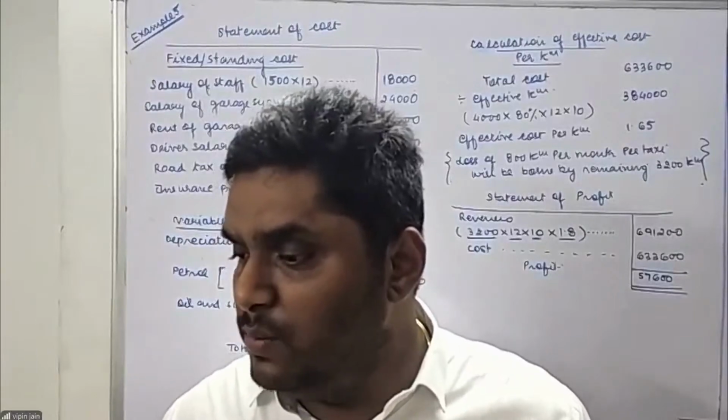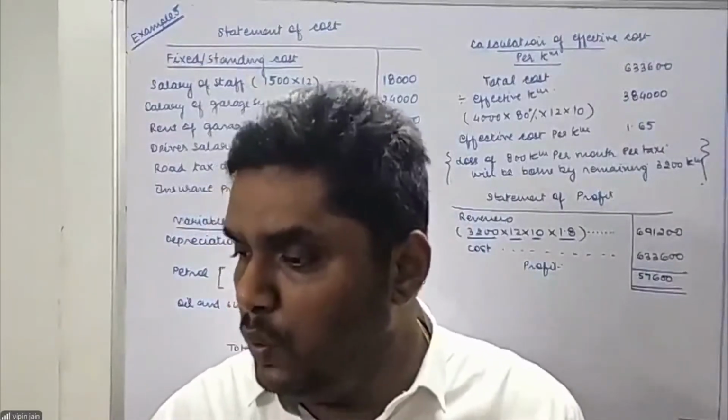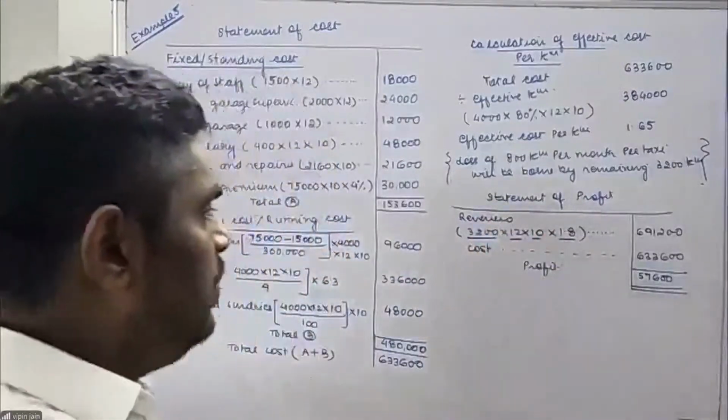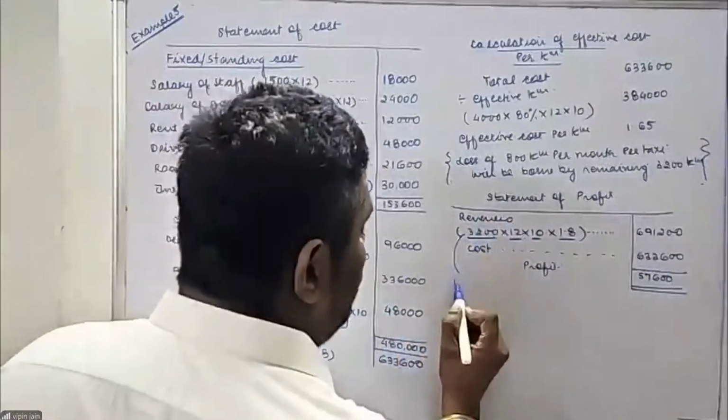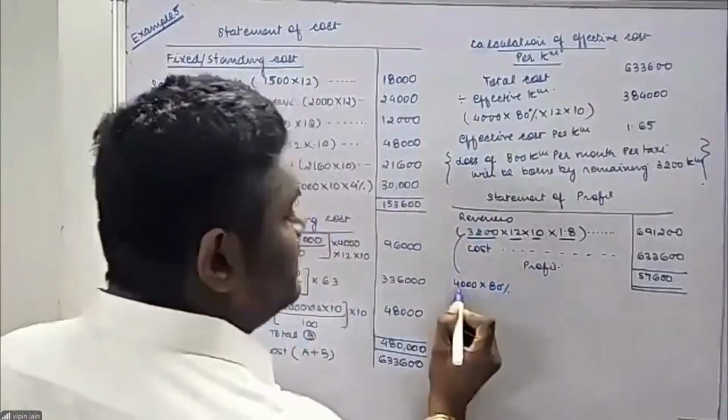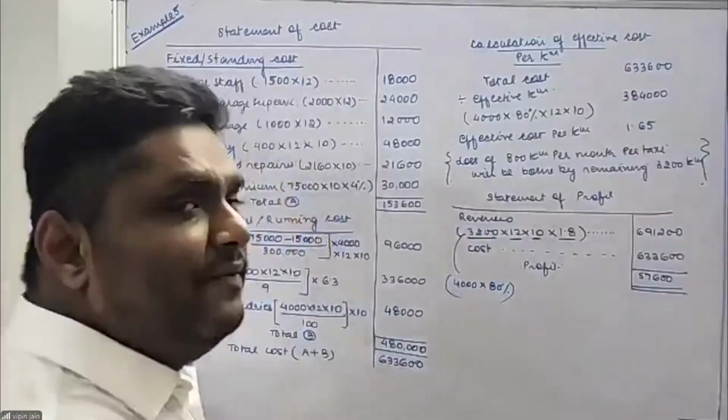Ritika, anything else? Manvi, I hope your query is resolved. How you have calculated the revenue, that is, how come 3,200? Very simple.